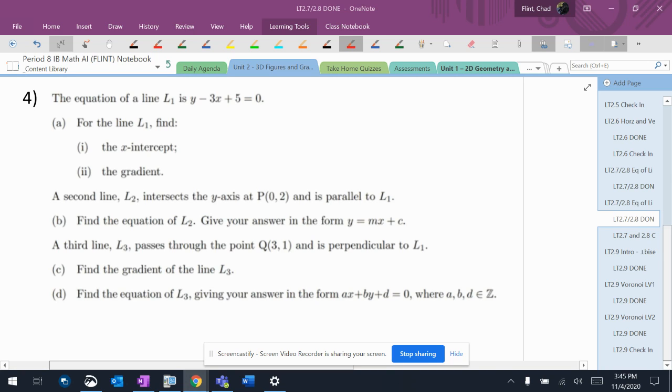So we got another equation. This kind of looks like the first one that I did, but it's a little bit different. It says the equation of the line is y minus 3x plus 5 equals 0. For L1, find the x-intercept and the gradient.